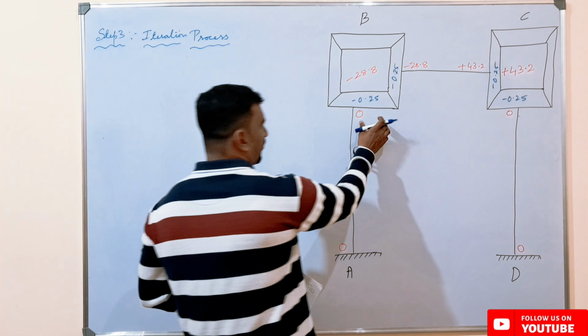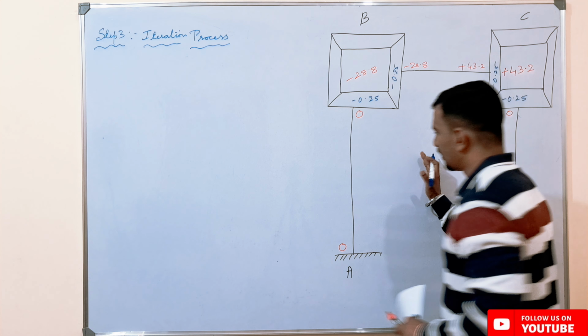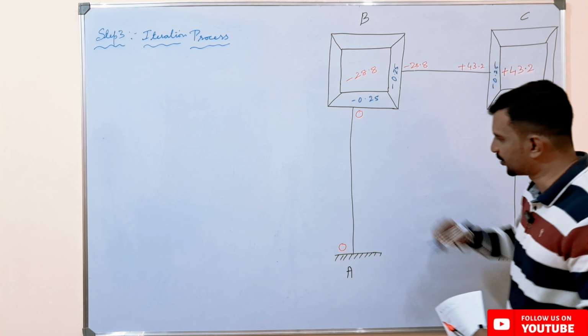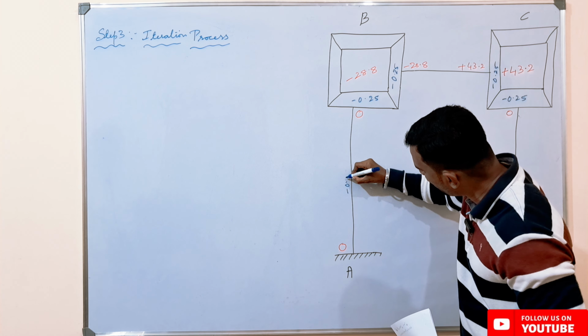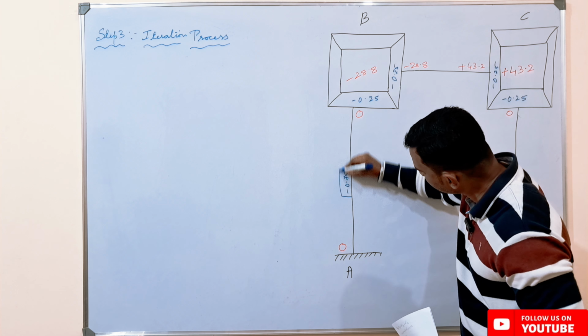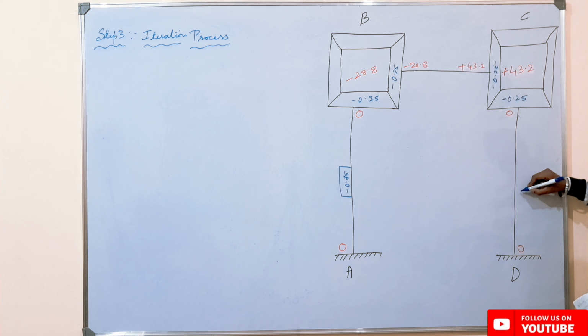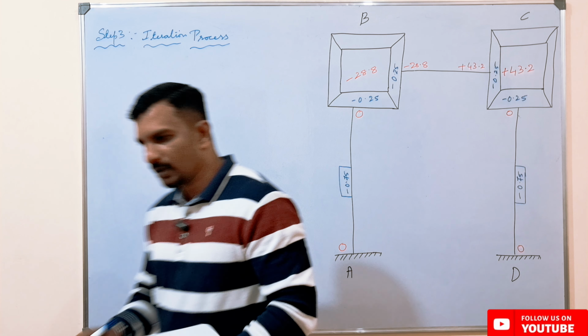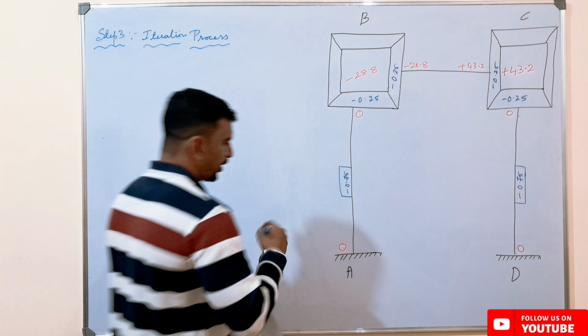Apart from calculating the rotation factors, we have also calculated the displacement factor, since this particular frame is subjected to lateral sway. So for the vertical member B to A, we had got a value of minus 0.75. Similarly, for span C to D, we had got the displacement factor value as minus 0.75.